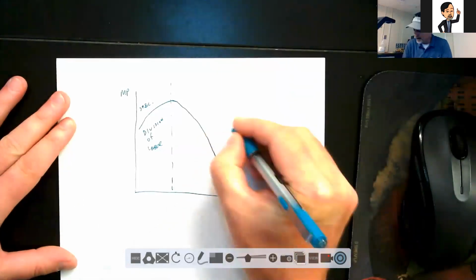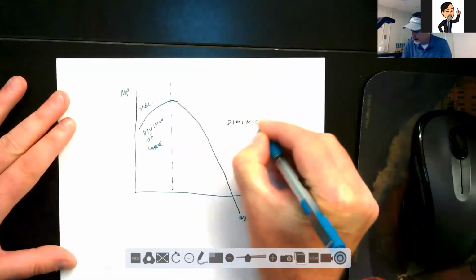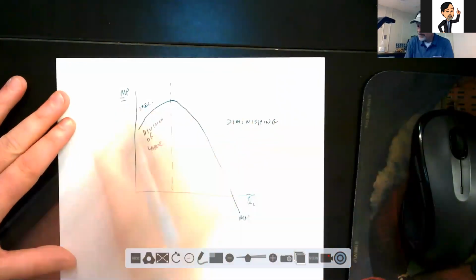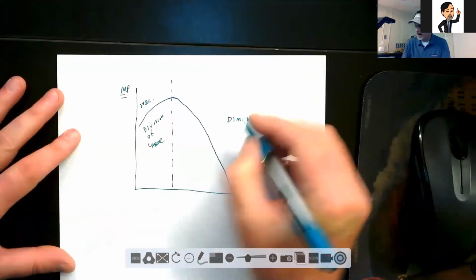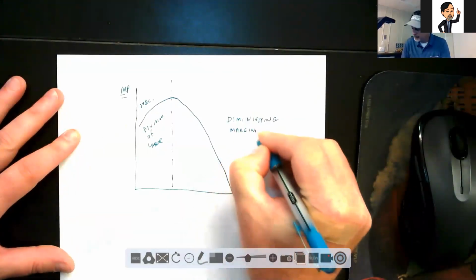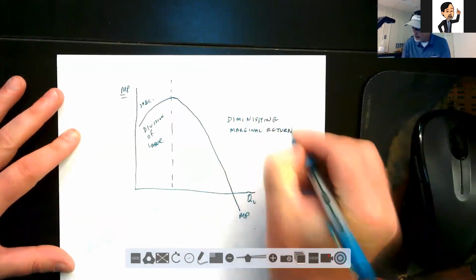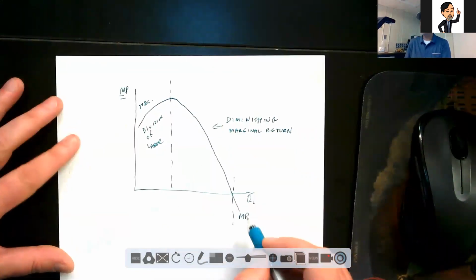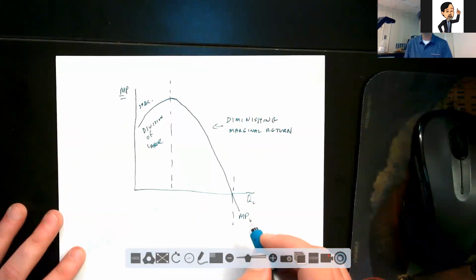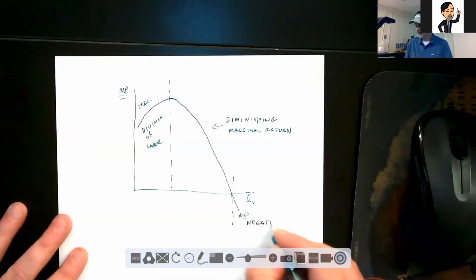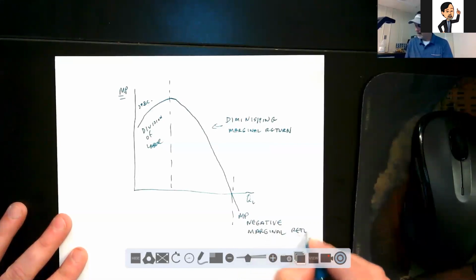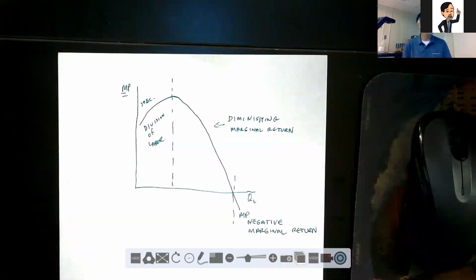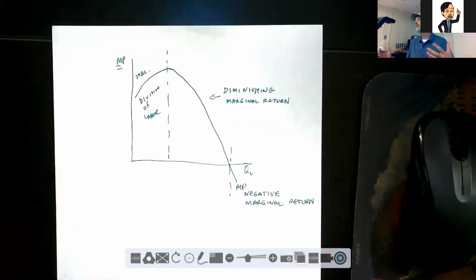So this section over here is our diminishing. And what are we talking about? Marginal product, right? So this is our diminishing marginal return. And then we get to the Ethan section, right? And of course, once we cross that 0 line, what are we going to get after that? That's negative marginal return. Now, I have never in my life seen them ask anything about negative marginal returns on an AP exam, but just in case they do, you now know it.